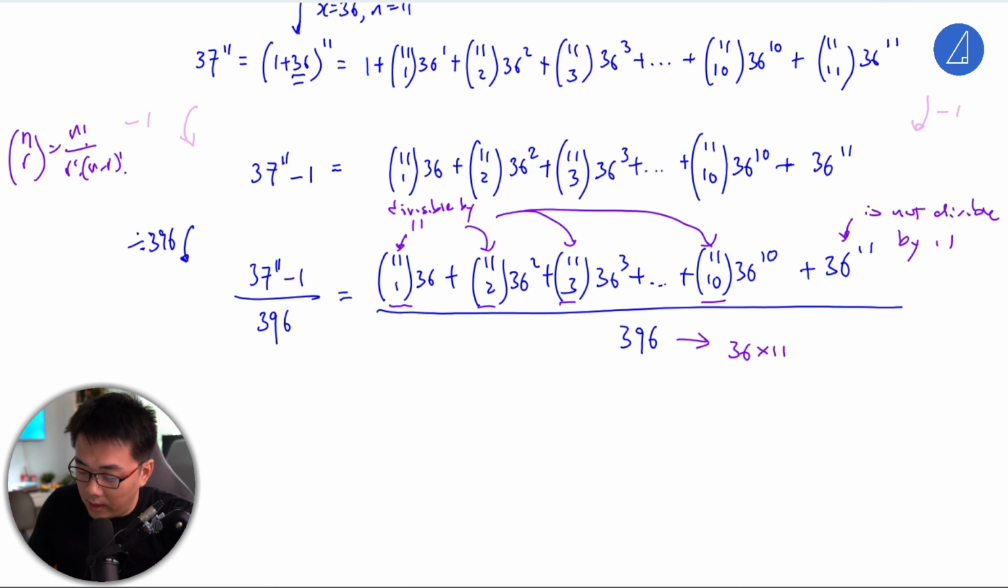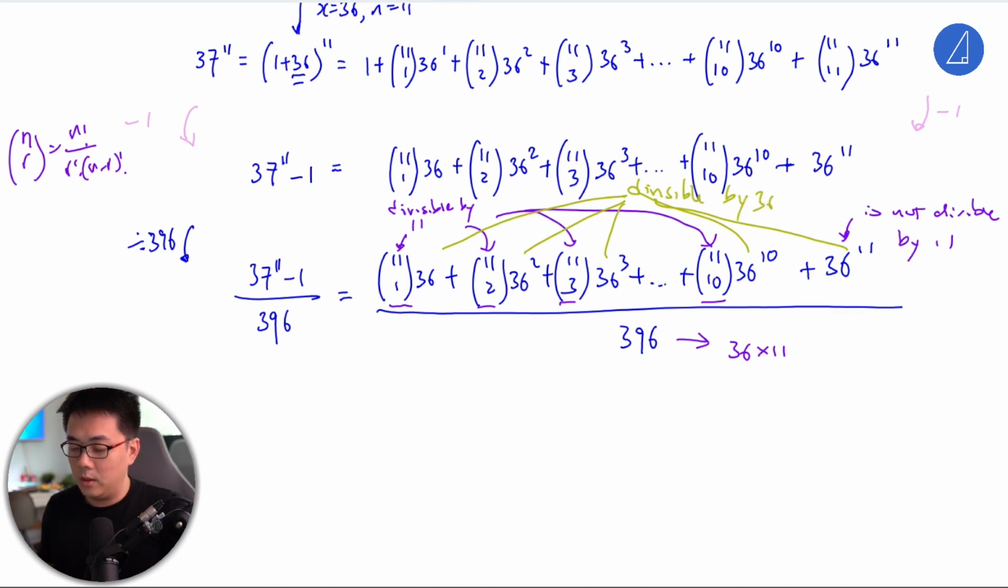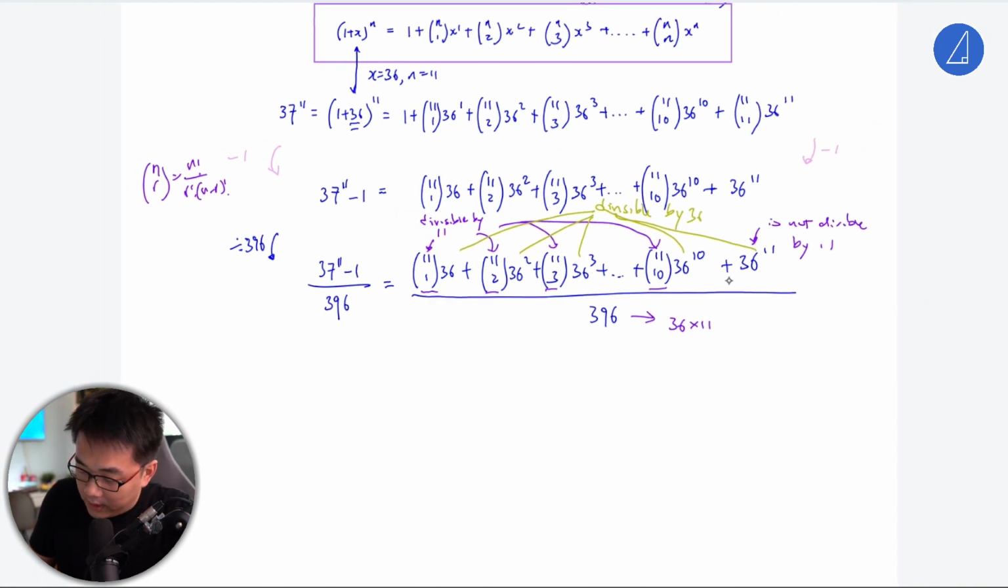So what you understand is this. This is divisible by 11. Then after which, this whole thing here, of course, these are all divisible by 36. We have no qualms about this. Essentially what I'm trying to say is only this chunk is divisible by 396, because 396 is 36 times 11, but this chunk is not. So this will be the remainder.